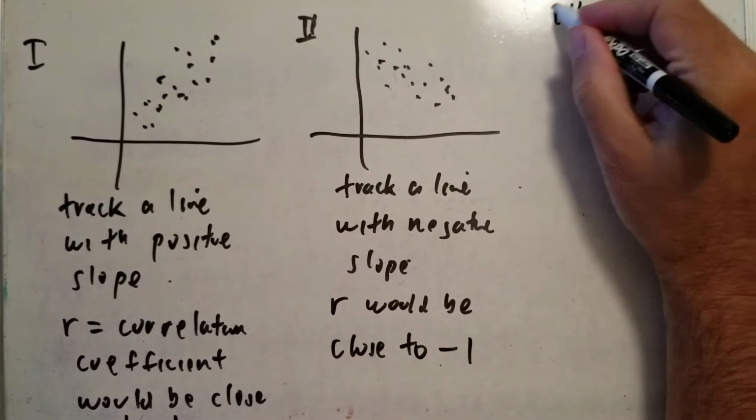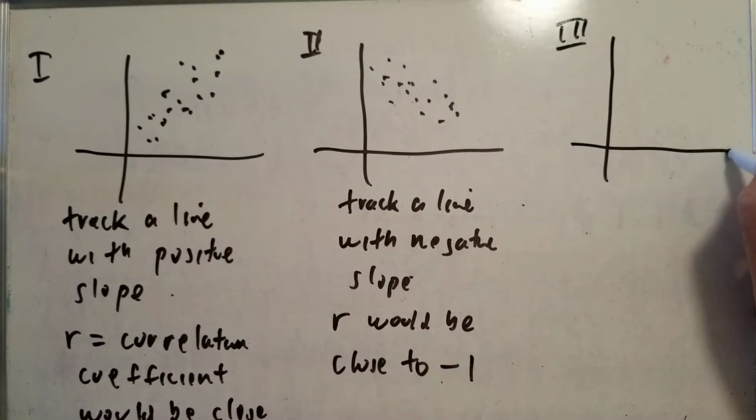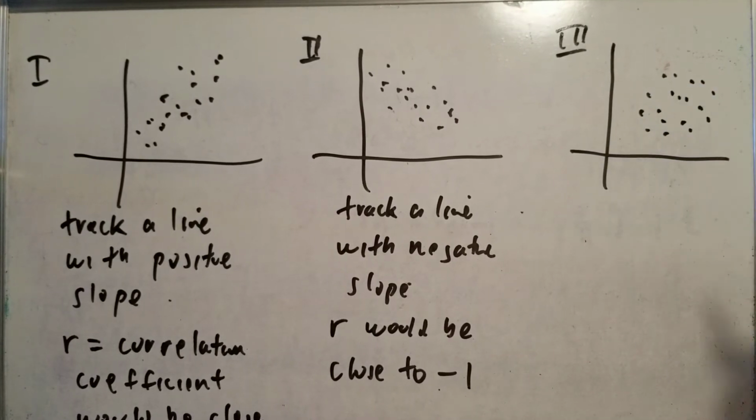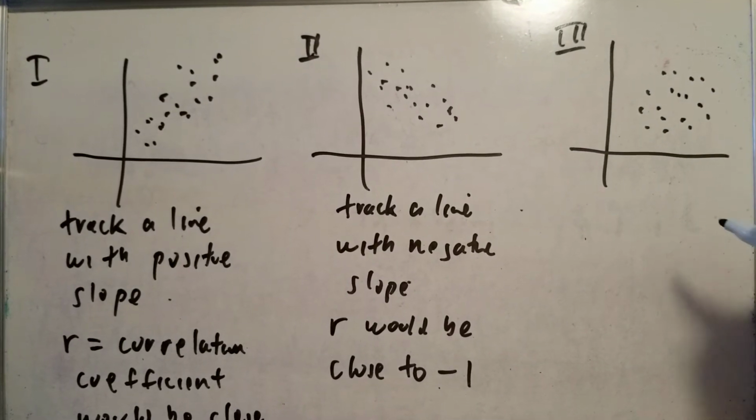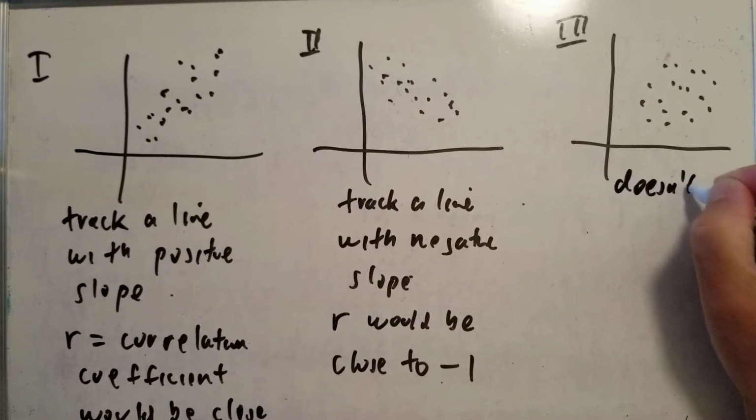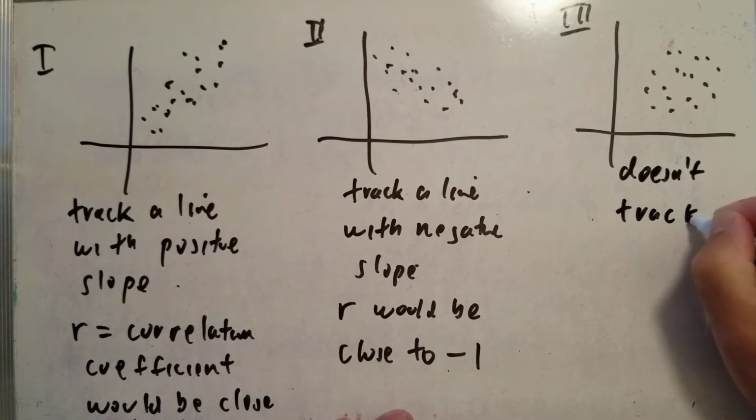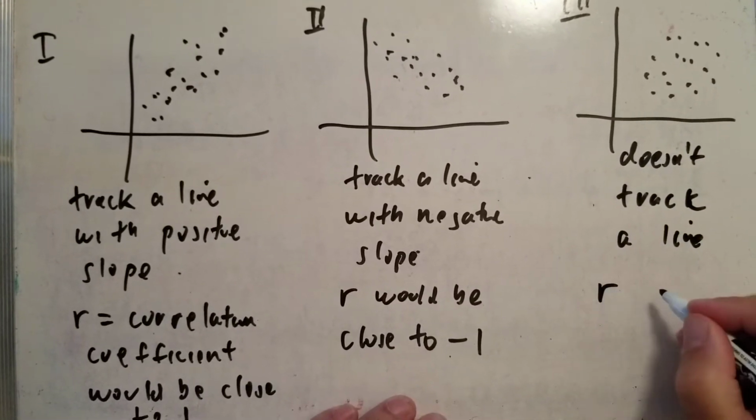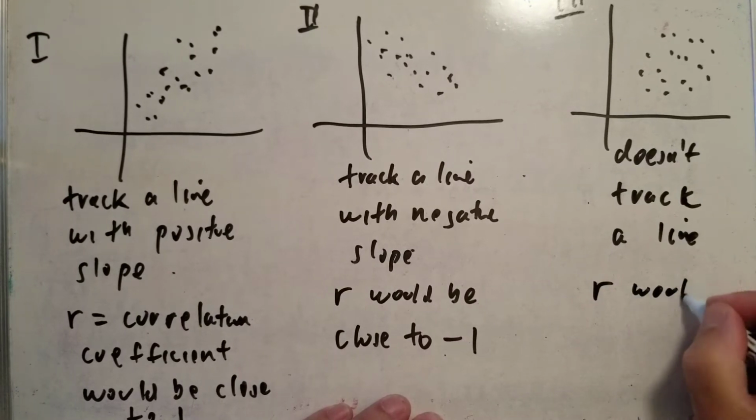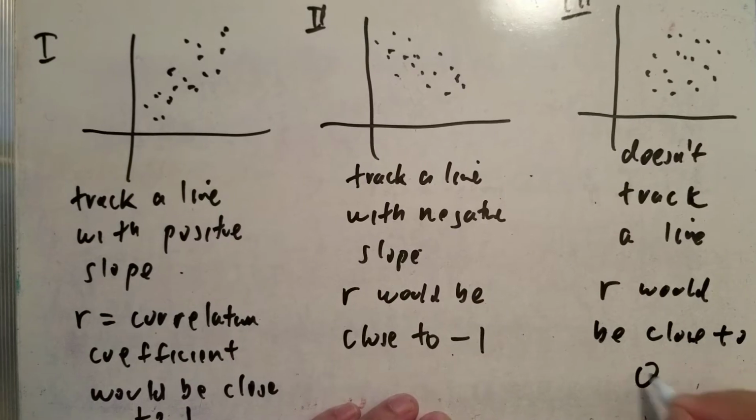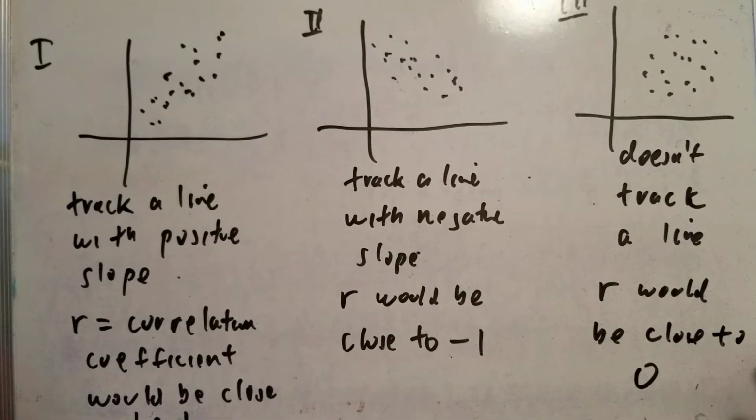And the third basic picture, I'm purposely drawing these sort of like in a circular pattern, so it doesn't really track a line with positive slope or negative slope. Doesn't track a line. In this case, the correlation coefficient R would be close to zero. There'd be no correlation in this example.